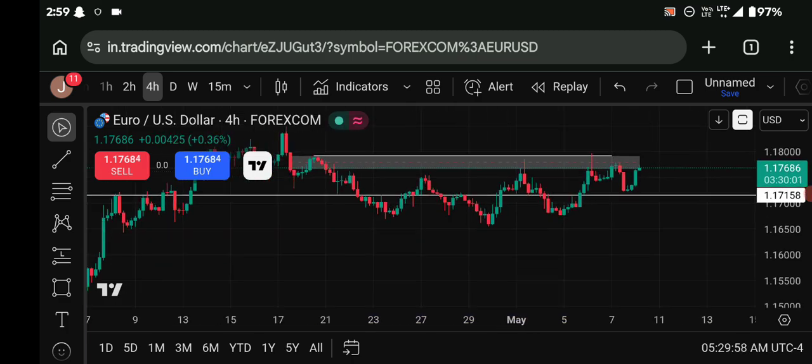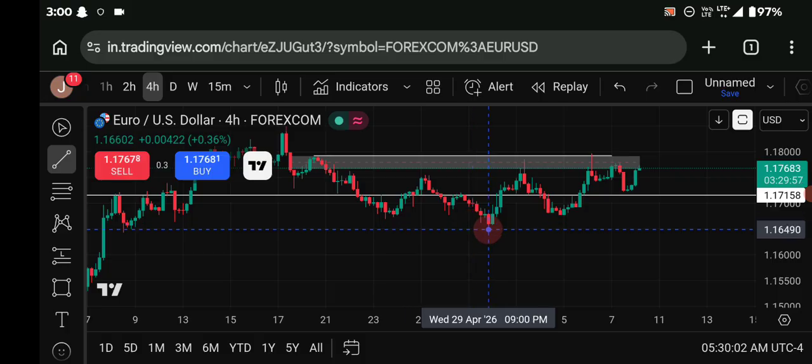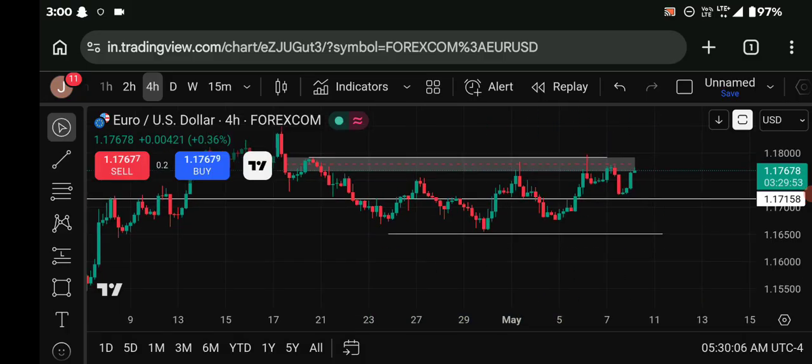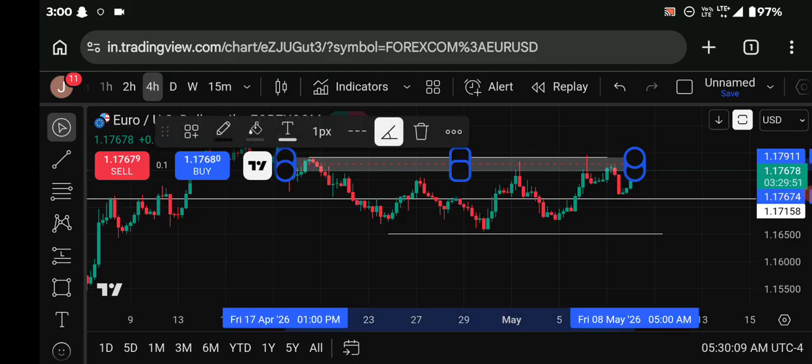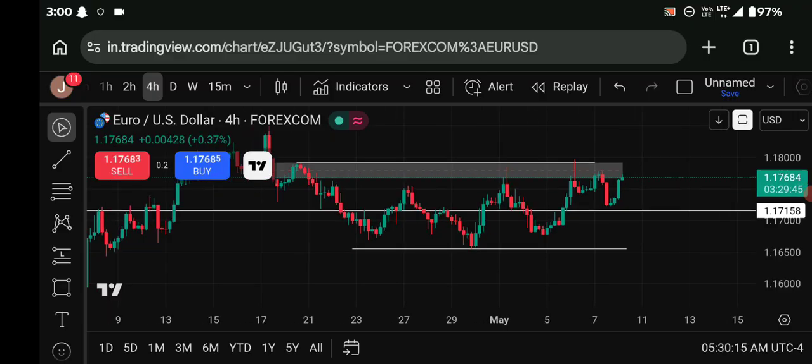So from this 4-hour IRL to this external range, liquidity would be our target guys. So from this 4-hour bearish fair value gap to this sell side liquidity is our higher time frame target.